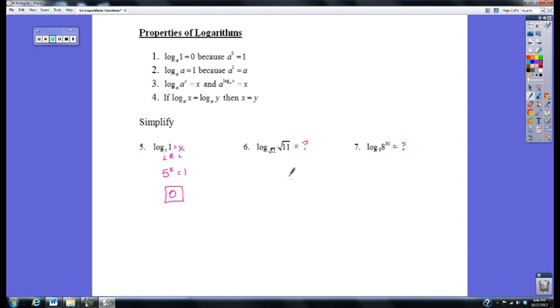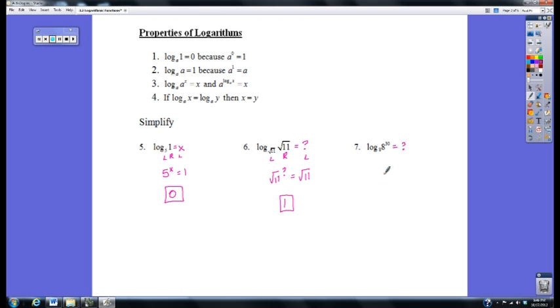Number 6. Left, right, left. The square root of 11 to some power equals the square root of 11. What exponent of the square root of 11 is going to give you the same thing? That would be 1. Anything to the first power equals itself.